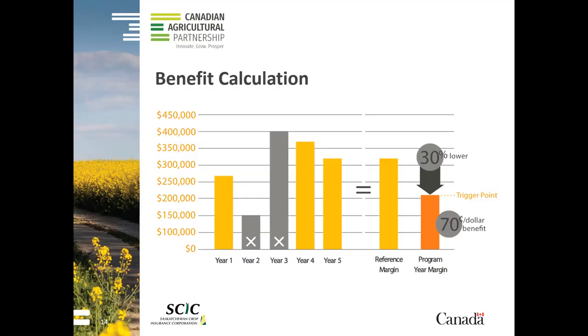For example, if your reference margin is $300,000, we times that by 70%, which gives you the trigger point of $210,000. With a program margin of $200,000, you take your trigger point of $210,000 and minus out your program year margin of $200,000, and you get a $10,000 difference. AgriStability pays 70 cents on the dollar of the difference, so $10,000 times 70% would equal a $7,000 benefit for this producer.